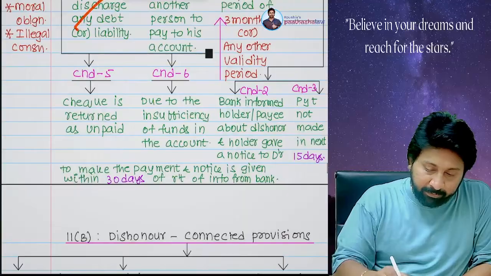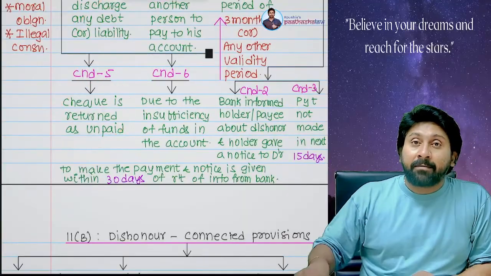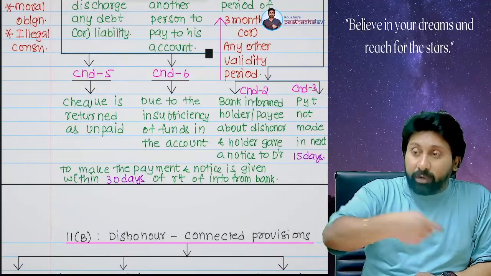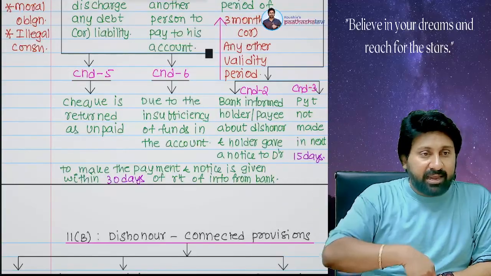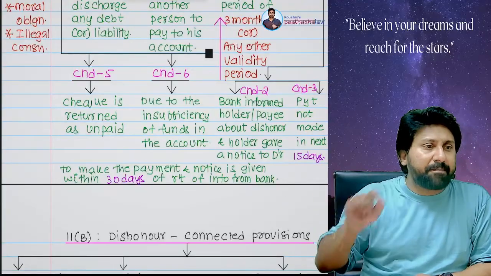Next, the fifth one: the check is returned as unpaid. It means another condition: you gave the check and it is returned back, unpaid.